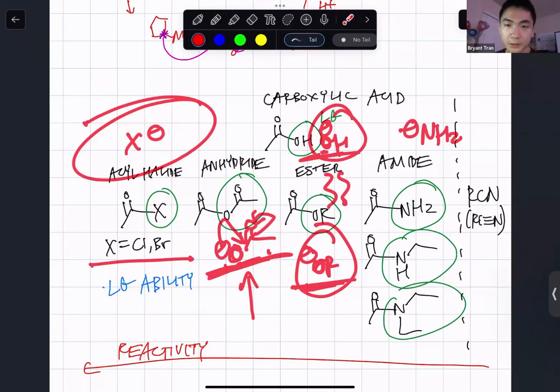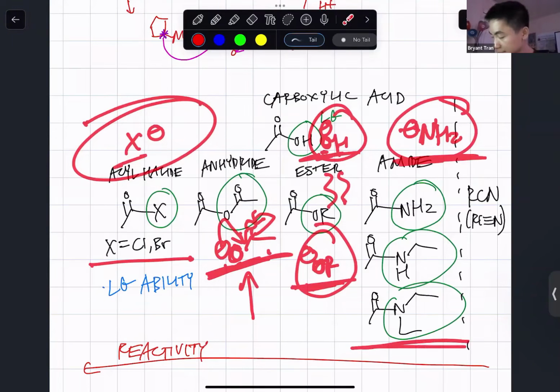Now, the worst leaving group out of all of these is the NH2 minus, because the negative charge is on the least electronegative atom compared to oxygen and halogen. So the negative charge here is unstable. That's why it's the worst leaving group. That's why it doesn't really want to react, because it doesn't want to get to this bad leaving group.